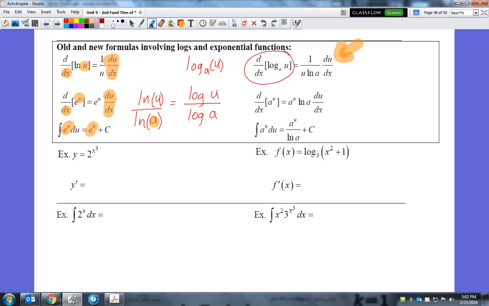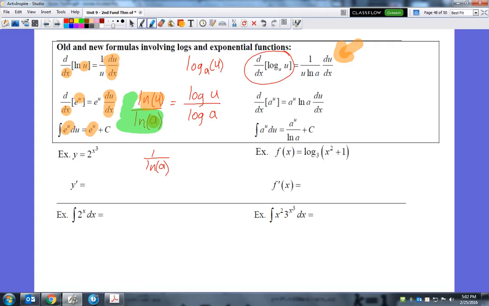Now, a is a constant. u is a variable. So right here, pay close attention. If u is a variable and a is a constant, then 1 over natural log of a can be constant multiple ruled out, where I'm just looking to derive natural log of u.